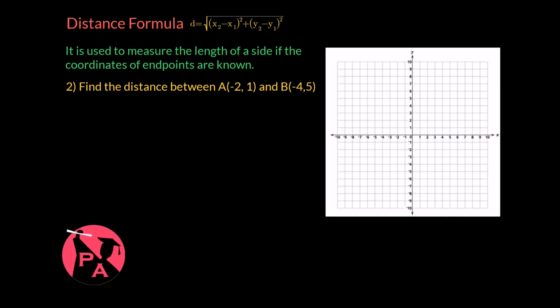Okay. This time, the coordinates have negative numbers. So point A has -2, point B has -4. First, let's label the points.